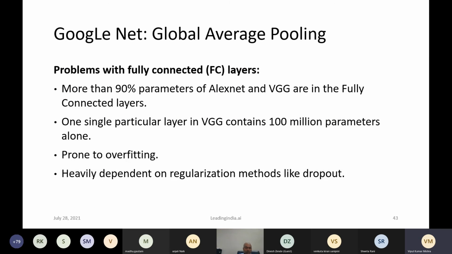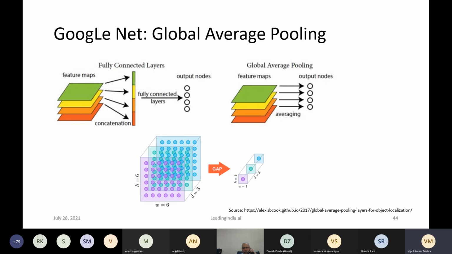Similarly, there is another way to modify the structure, that is global average pooling. In case of global average pooling, if you check AlexNet and VGGNet, more than 90% of parameters come from the fully connected layers. So this global average pooling actually reduces the fully connected layers' parameters. So this is like your fully connected layer in a traditional VGG 16 or VGG 19 or AlexNet.